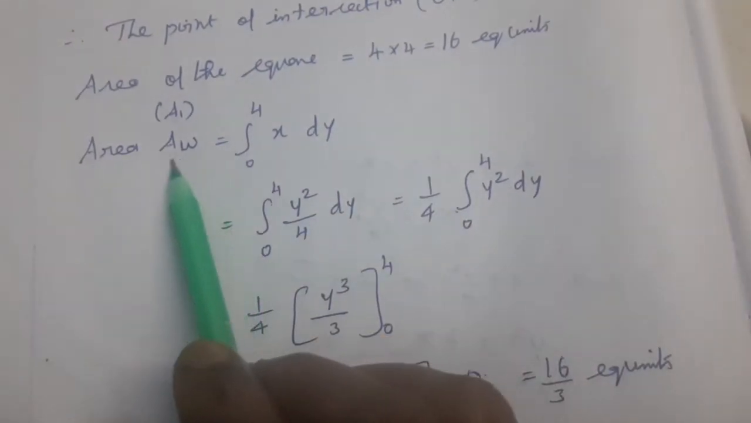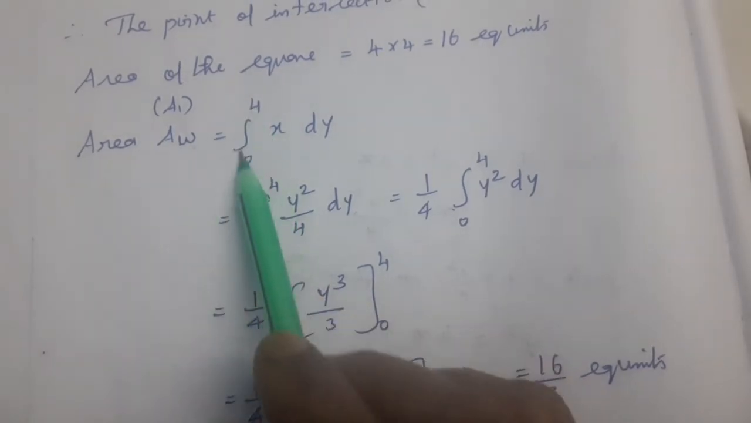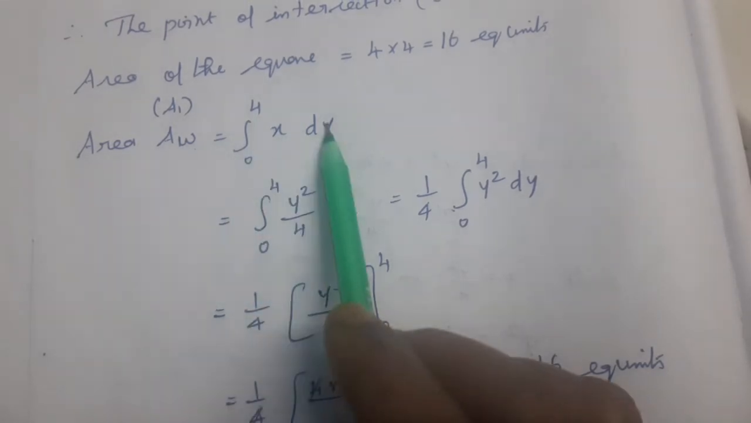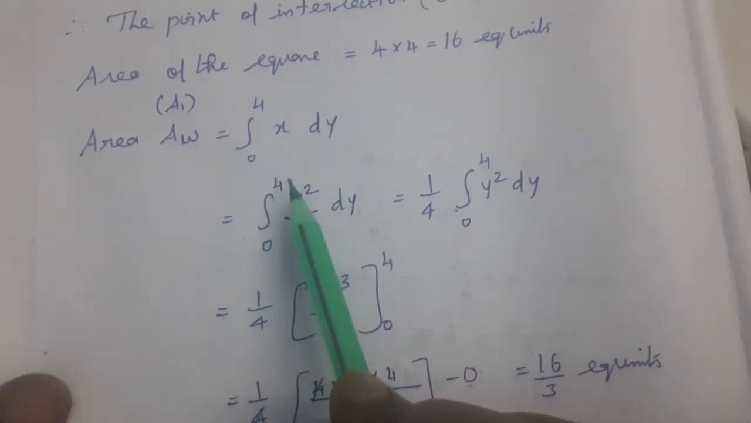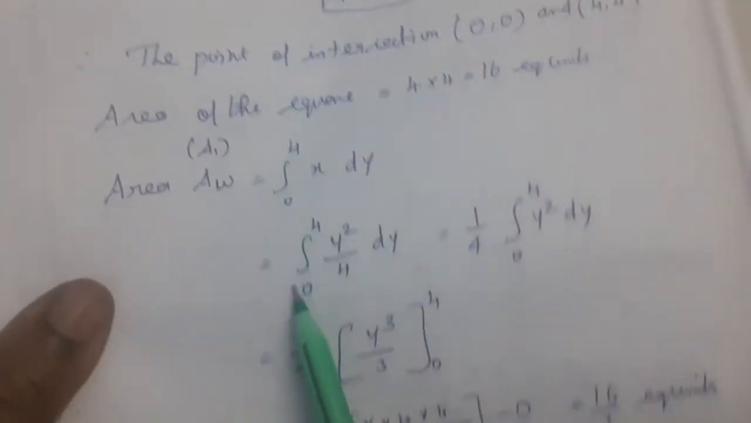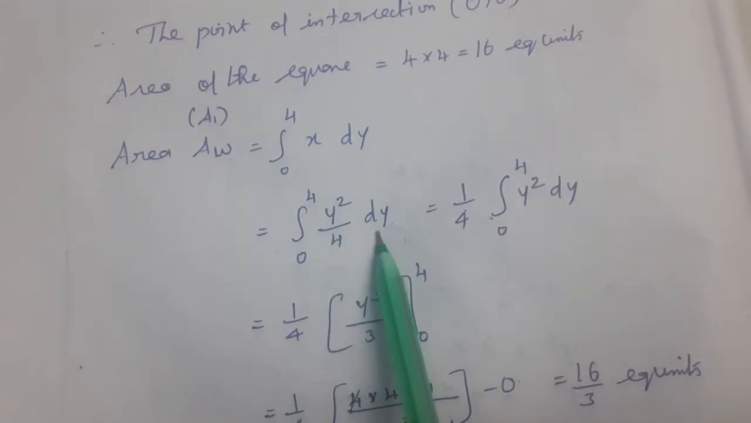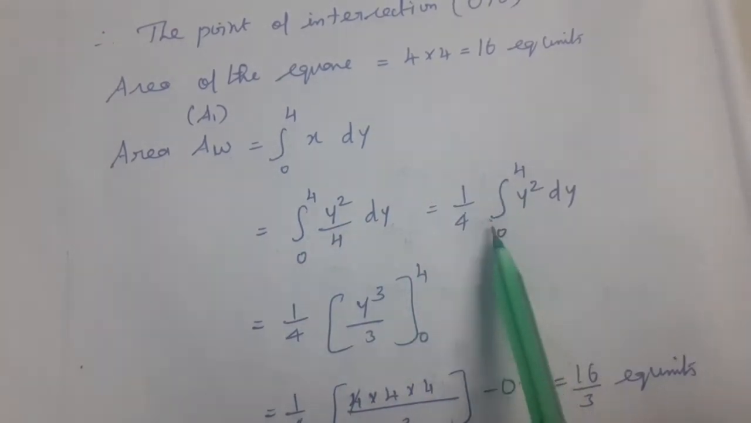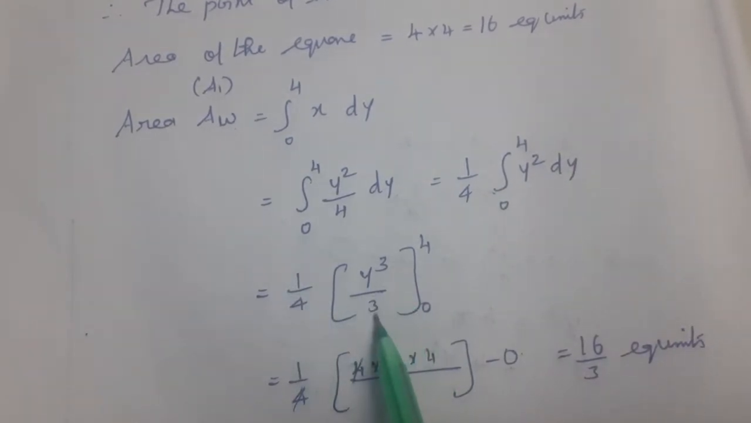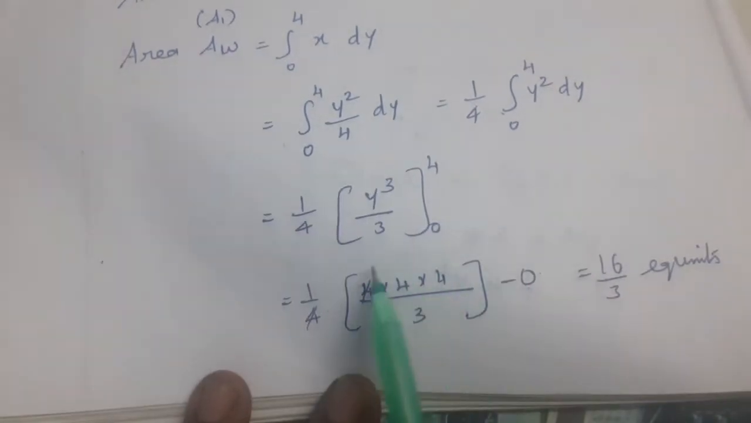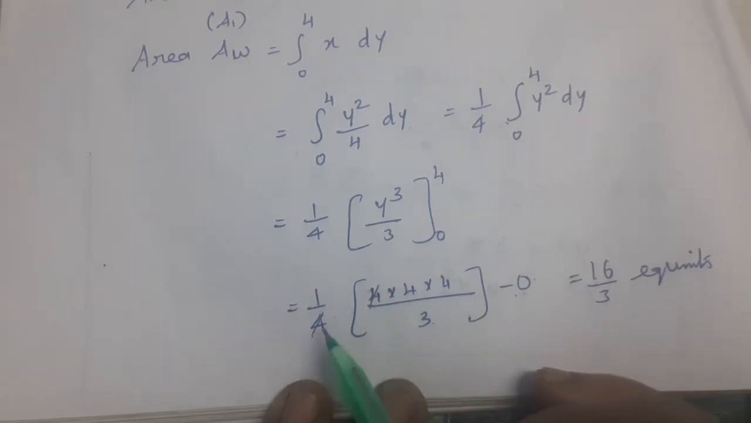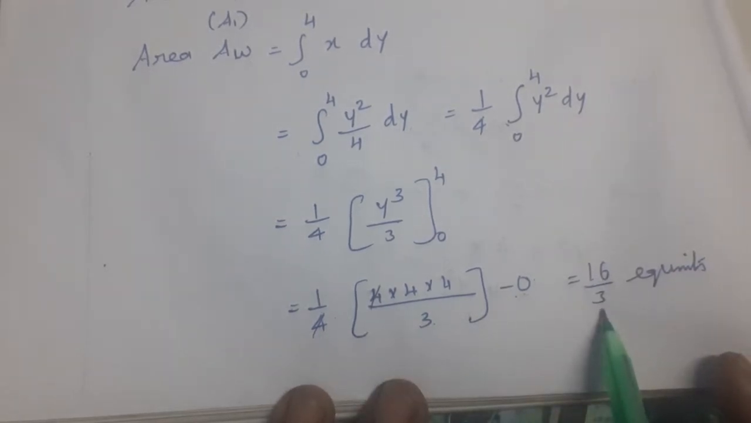Therefore, the area for the y region: the area of the region is the integral from 0 to 4 of x dy. Instead of x, you substitute y square by 4 into dy. We take 1 by 4 outside. This is the integral of 0 to 4 of y square dy. Integrating gives 1 by 4 into y cube by 3, upper limit minus lower limit. Now 1 by 4 into 4 cube, 4 into 4 into 4 divided by 3, minus 0. So the 4 cancels. This is nothing but 16 by 3 square unit.